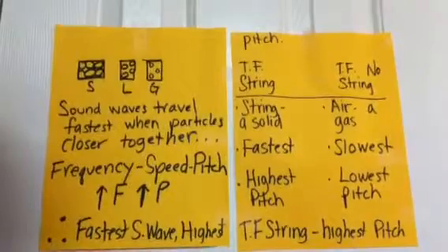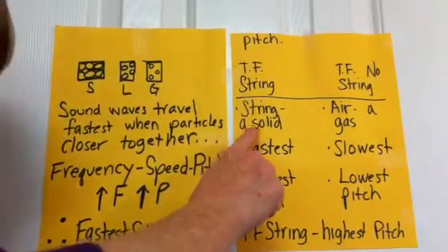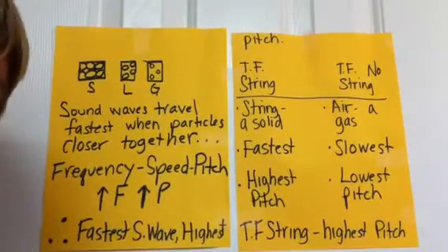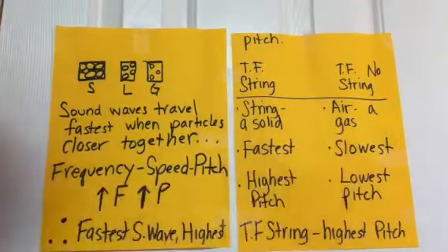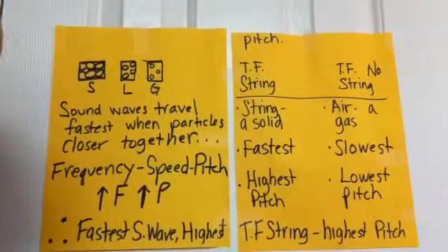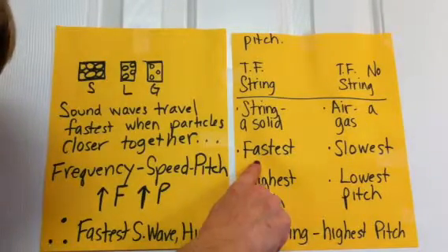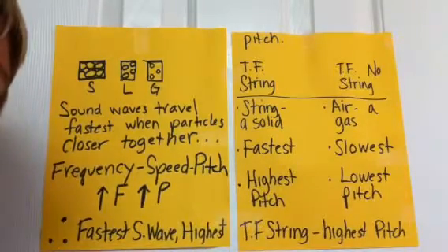Now think about our tuning fork experiment. We had a tuning fork with a string attached to it and a tuning fork without a string. Now the tuning fork with a string, well, string's a solid. Tuning fork with no string, the sound waves had to go through air. Air is a gas. Because a string is a solid, we know the sound waves are going to move fastest through the string and slowest through the air.